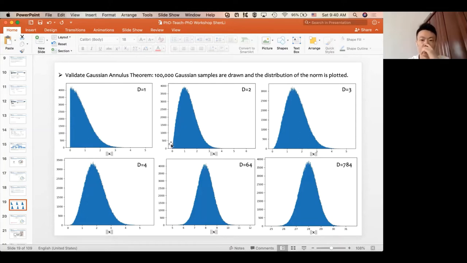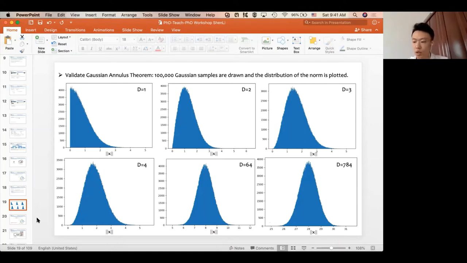That's nothing surprising. But the thing is that when you go to higher and higher dimensionality, you see that the mode of the distribution of the norm is actually moving towards the right. And there will be more and more empty space around the origin. You see that when d equals 3, 4, and 64, actually there's nothing around the origin. And like we mentioned for the MNIST dataset, we are considering 784 dimensions. So you see the mode of this distribution is concentrated around the square root of d, which is 28. So 28 is the square root of 784, okay?